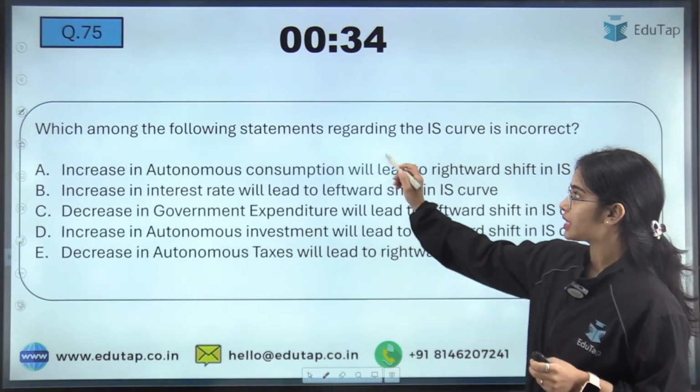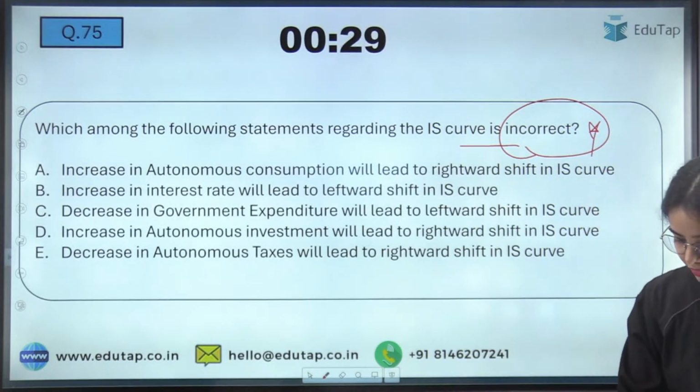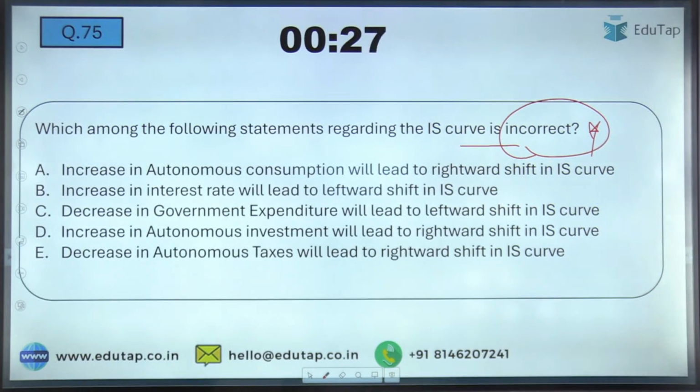Next is, which among the following statements regarding the IS curve is incorrect, that you have to tell me. Okay, so it is a very easy question. If you know about the IS curve, you will be able to answer correctly.